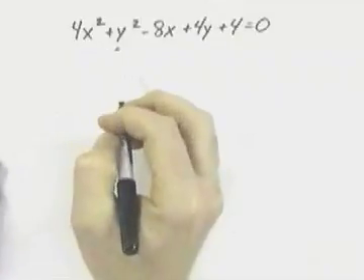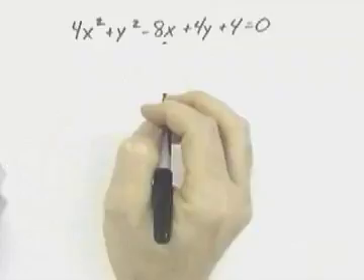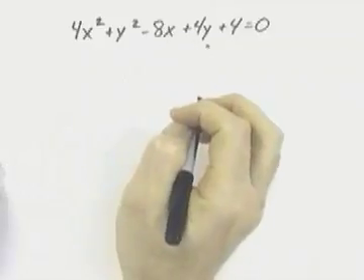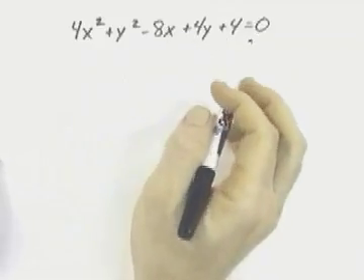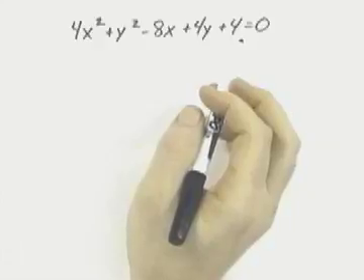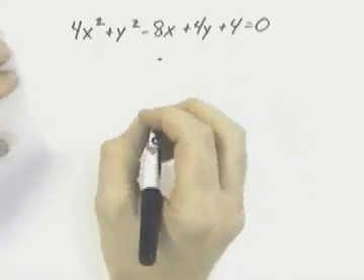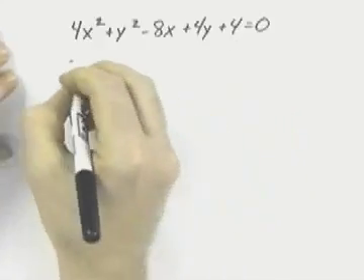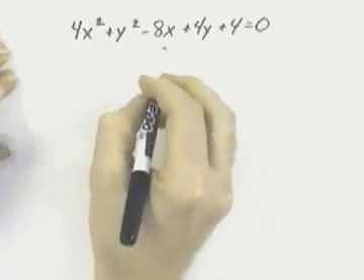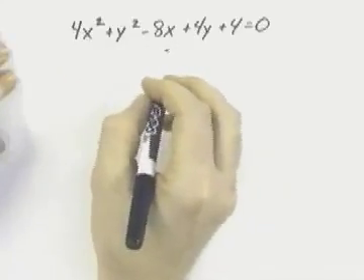We're now going to graph an ellipse based upon its equation. We're given 4x squared plus y squared minus 8x plus 4y plus 4 equals 0. We need to discuss the graph of this equation, so what we're going to do is first complete the square in the variables x and y.